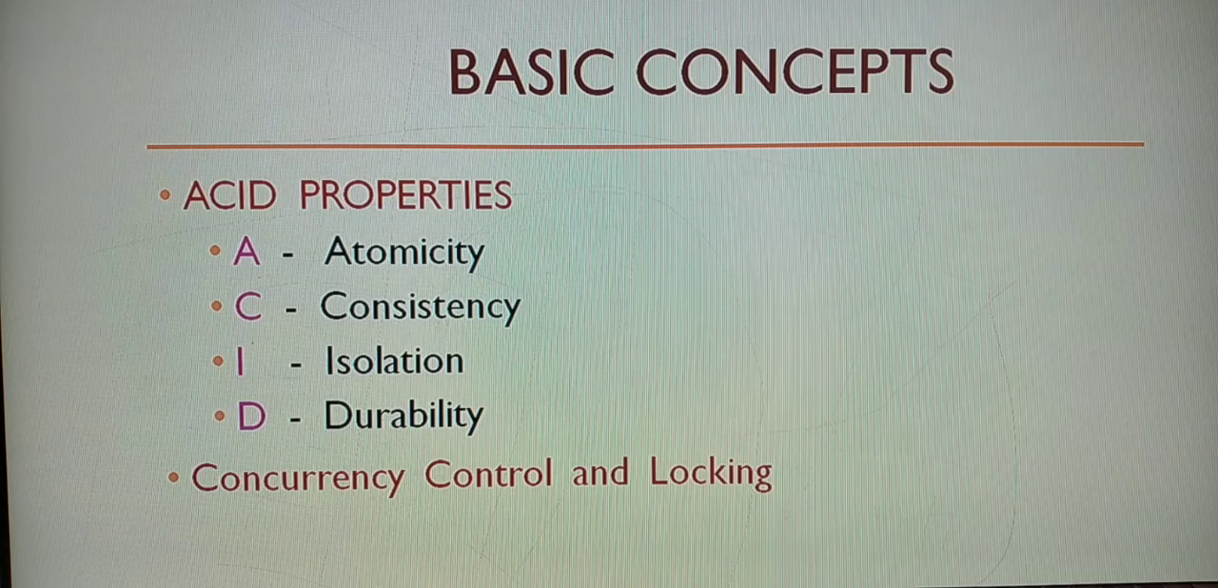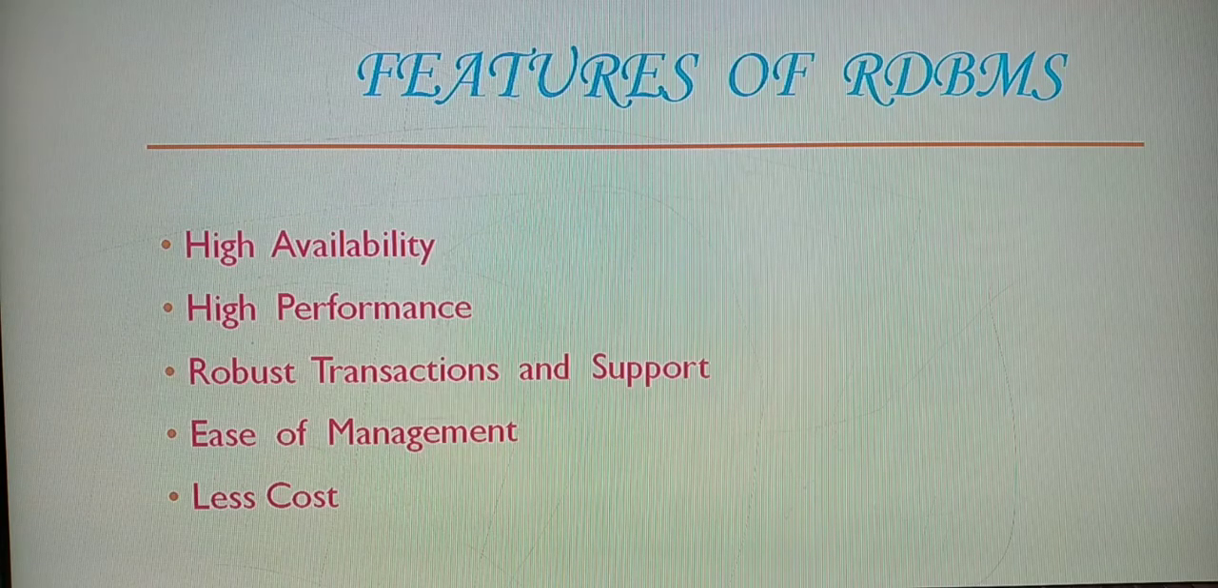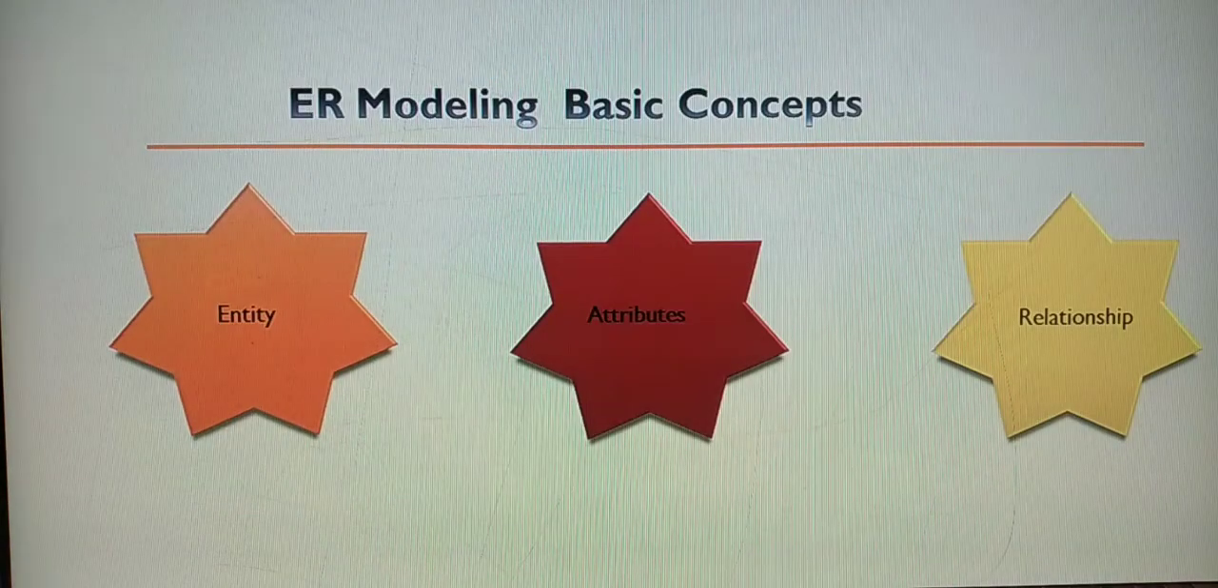Yes, next we finished the database models. Here you are having 4 models. What are they? Hierarchical database model, network model, relational model, and the next one is your object oriented model. And next we discussed the RDBMS, that is your relational database management system. Here these are the features that we have already discussed. And next one is your ER modeling basic concepts.